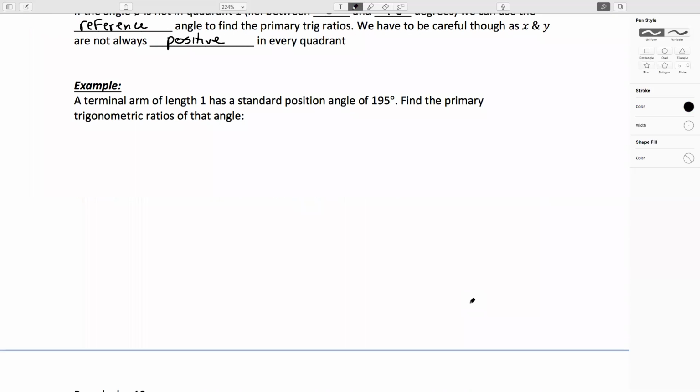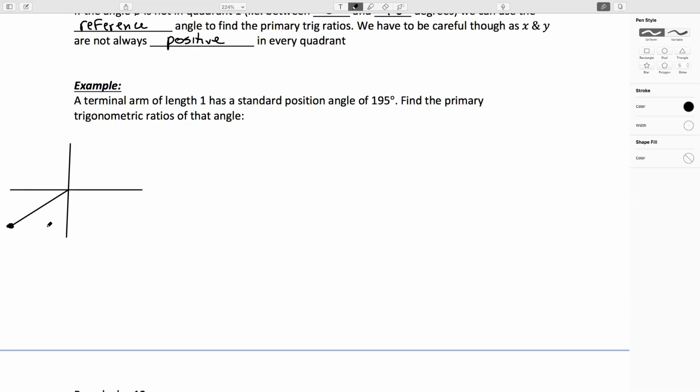So let's try a question where this becomes an issue. Terminal arm of length 1 has a standard position angle of 195 degrees. Find the primary trig ratios of that angle. So we're going to draw our triangle, and we need to remember 195 is going to be in quadrant 3. That's because this goes from 0 to 90, this goes from 90 to 180, and this goes from 180 to 270. So we're going to have an angle somewhere down here. It's probably going to be something like this.